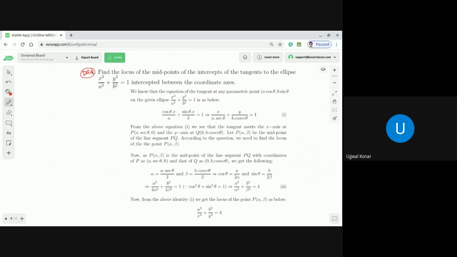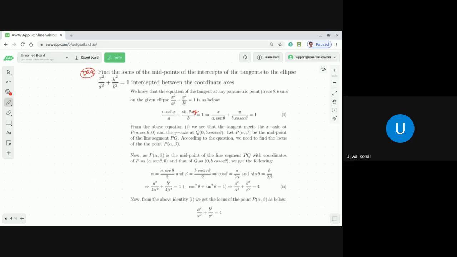We know that the equation of the tangent at any parametric point a cos theta comma b sin theta on the given ellipse x square by a square plus y square by b square equal to 1 is what? x cos theta by a plus y sin theta by b is equal to 1. Sorry, it has to be y. My mistake. So that means x by a sec theta plus y by b cosec theta equal to 1. Why did I write it like this? Because I made it into the intercept form. I gave that equation as equation number 1.